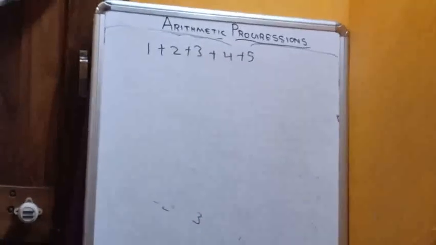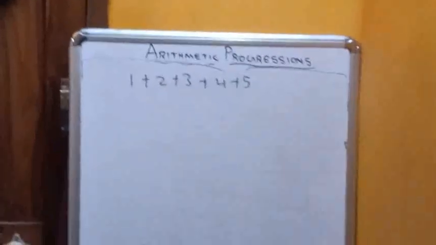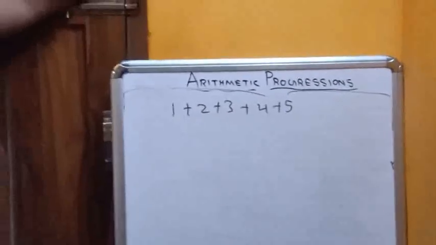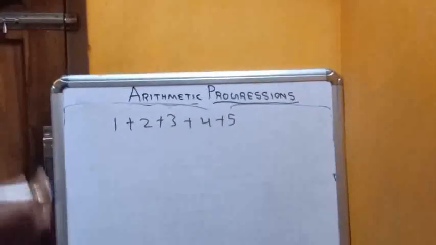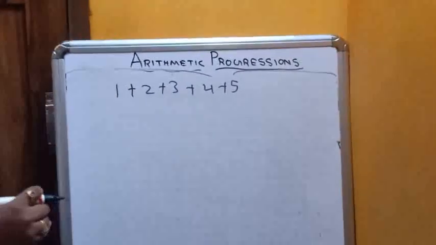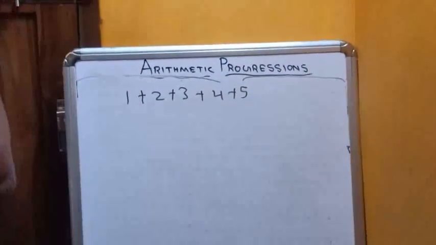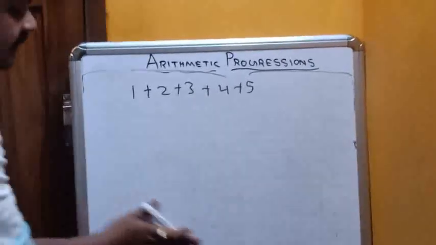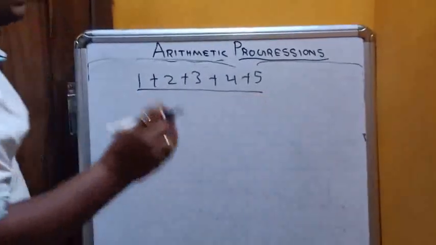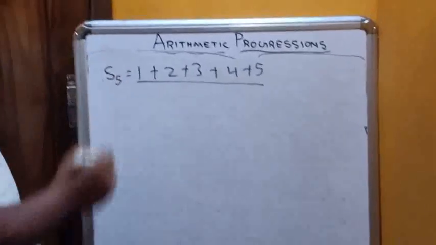If I tell you to find the sum of 100 terms, how can you find out? You have to do a very large calculation. So to avoid that calculation, we have some rules in arithmetic progression for how you can find out the sum of the terms. I want to tell you how you can get the formula. First I have written 1, 2, 3, 4, 5. I am simply taking it. I can write S5 as the sum of the 5 terms.